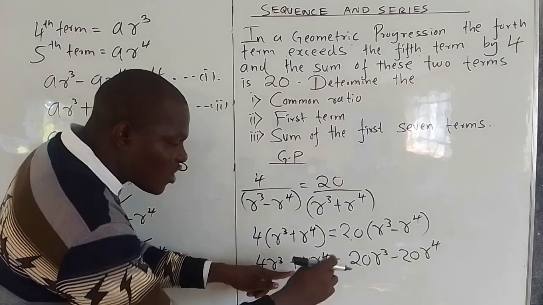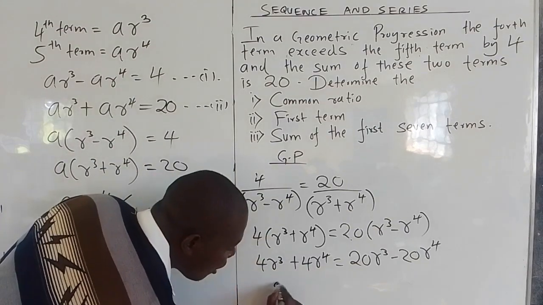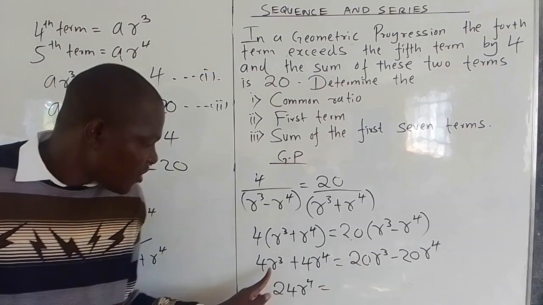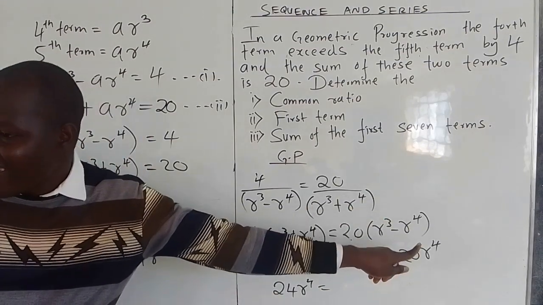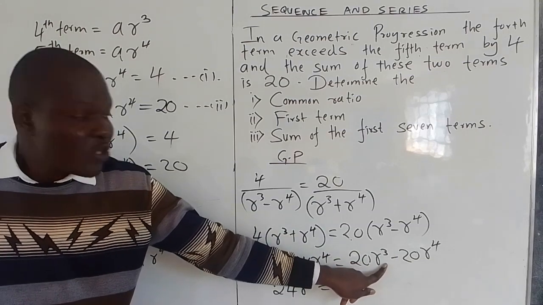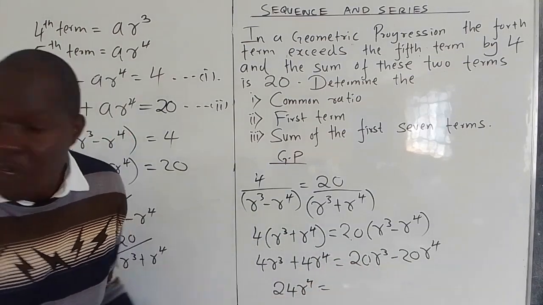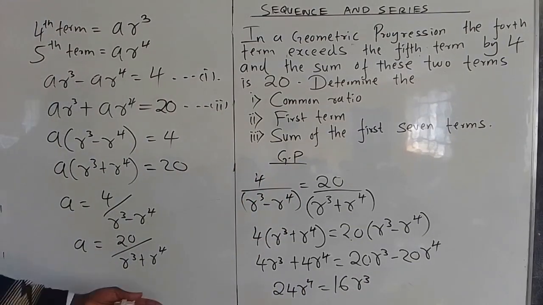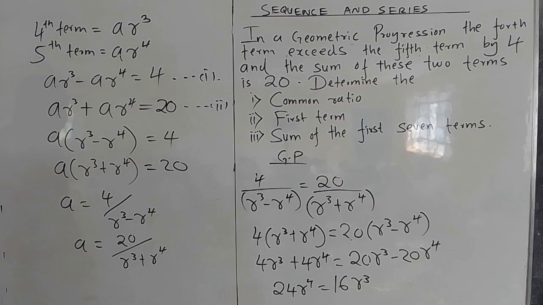So plus 20 R raised to power 4 plus 4 R raised to power 4, you get a total of 24 R raised to power 4. Then the other side we have 20 R raised to power 3. See, this 4 R raised to power 3 goes on the other side, it becomes minus, isn't it? So 20 R raised to the power 3 minus 4 R raised to the power 3, you get 16 R raised to the power 3. Are you seeing that? Which kind of equation is that?